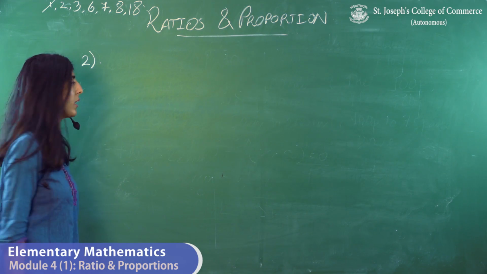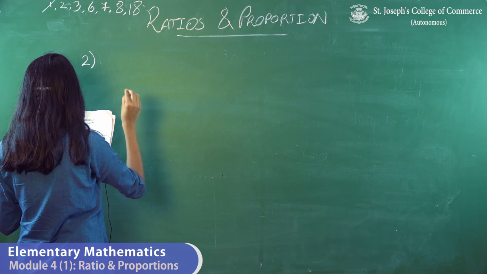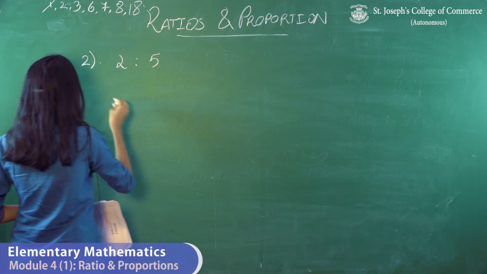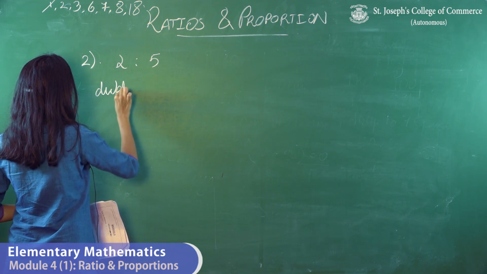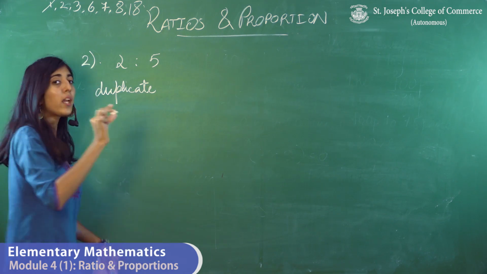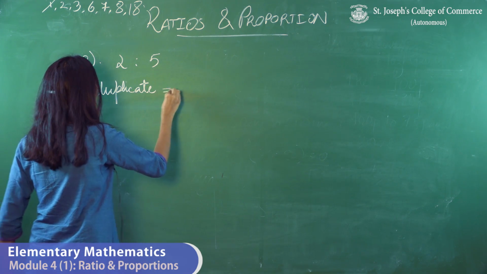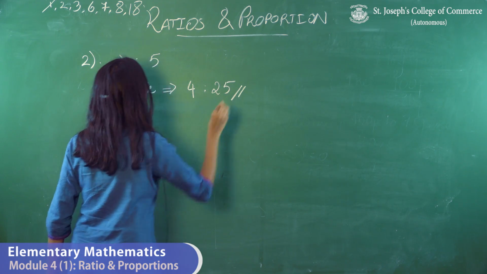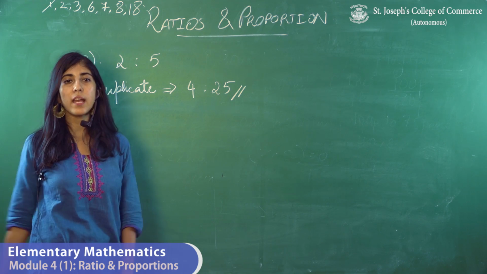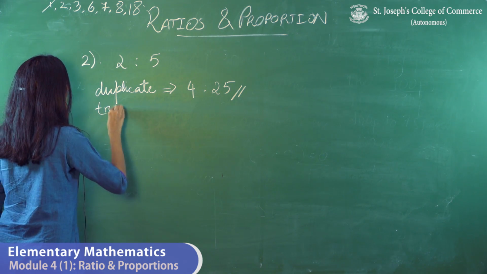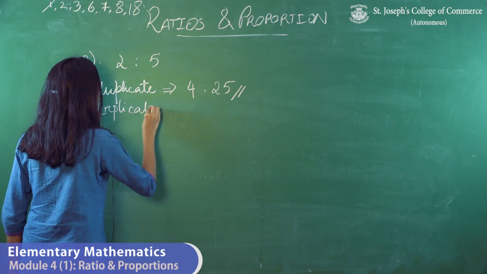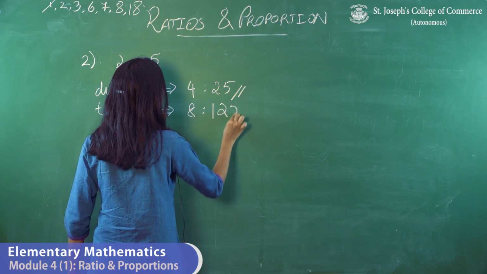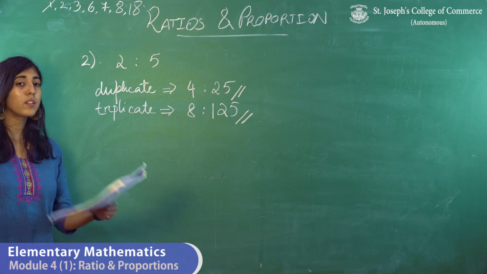We're going to solve the second sum now. It says find the duplicate and triplicate of 2:5. So if the ratio is 2:5, the duplicate is the square of the terms that we need to find. So the square of 2 is 4 and the square of 5 is 25. So it's a very simple problem. You directly just write the answer as 4:25. Triplicate in this sense will be the cube of the terms. So directly 2 cube is 8 and 5 cube is 125. This is the answer to the second problem.